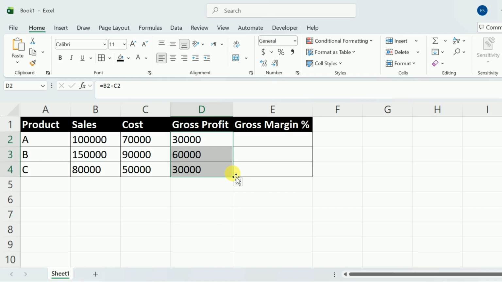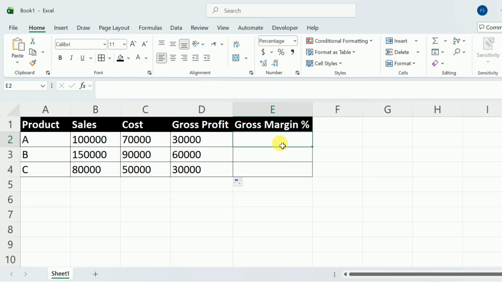At this point, many people stop here, but there is still an important question. Is product B really performing better than product A? To answer that, we need to calculate the gross margin. Now let's calculate the gross margin percentage in the next column.